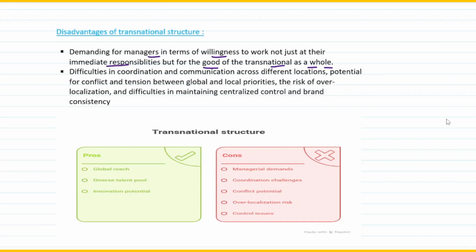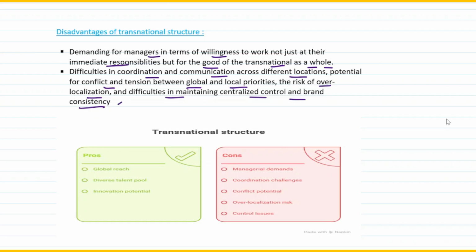Then there are difficulties in coordination and communication across different locations, potential for conflict and tension between global and local priorities, the risk of over localization and difficulties in maintaining centralized control and brand consistency. So there can be an issue of coordination and communication across different locations. There might be a conflict or tension between the global and the local priorities. There may be a difference of opinion. There may be a risk of over localization. That should not be there because they have to concentrate equally on their global brand as well, and there can be difficulty in maintaining centralized control and brand consistency.